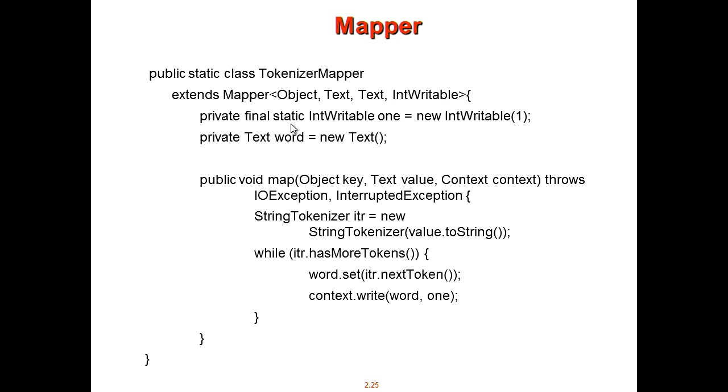Okay, so we have a final static iterable value 1, just used to wrap integer 1. And then we also have a text object word, new text. So this is a map function. Within the map function, we need to specify the input for this map function: the document ID and the document content. And this context is an object to store the context of the MapReduce job. Your output key value pairs are also stored in this context object. And you need to deal with some exceptions. Within the function is the function body.